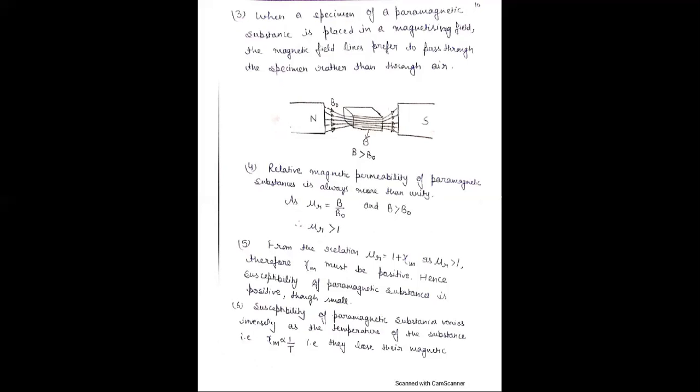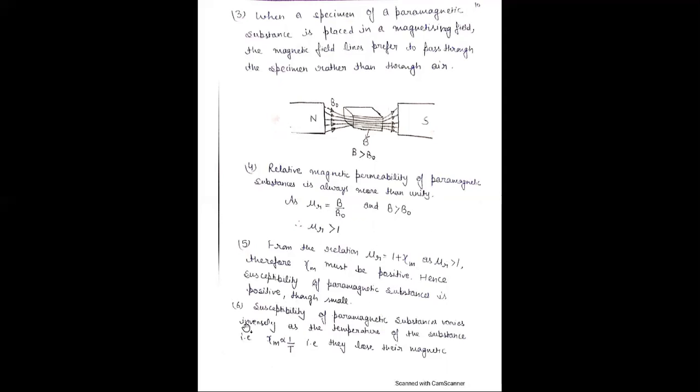Now the next property: the relative magnetic permeability of a paramagnetic substance is always more than unity, because mu r is equal to B by B naught, and B is greater than B naught, therefore mu r is greater than 1. From the relation mu r is equal to 1 plus xi m, as mu r is greater than 1, susceptibility xi m must be positive for paramagnetic substances. Hence, susceptibility is positive but small.